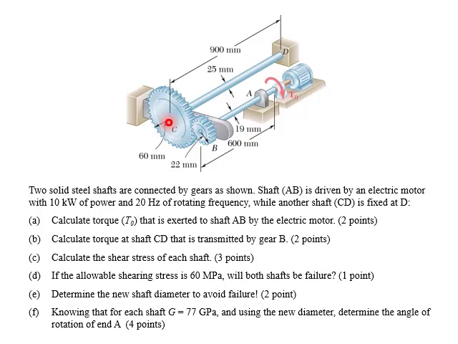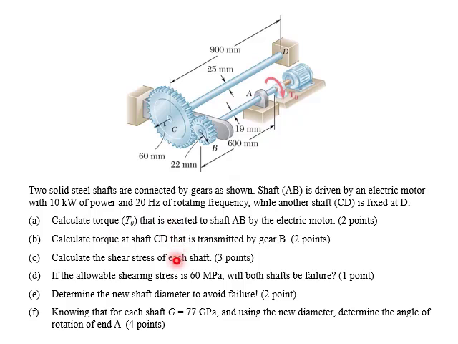This is gear B and this is gear C. Gear B is connected with shaft AB and shaft AB is driven by an electric motor with 10 kilowatt of power and 20 Hz of rotating frequency. Another gear, gear C, is connected with shaft CD and shaft CD is fixed at D.